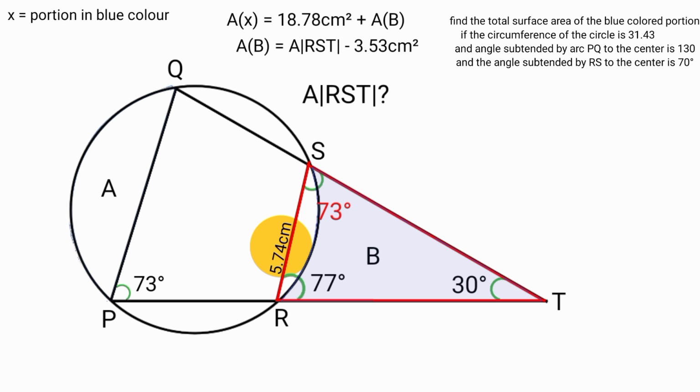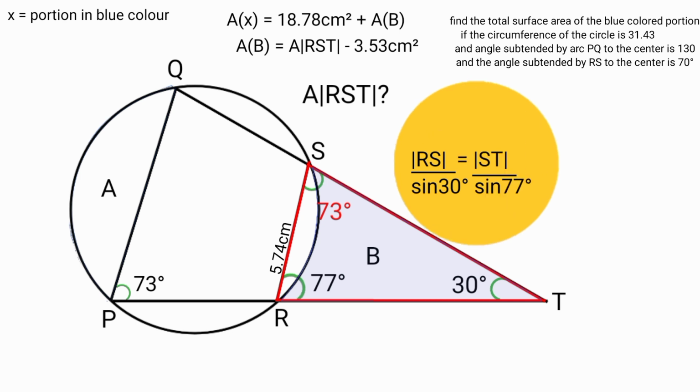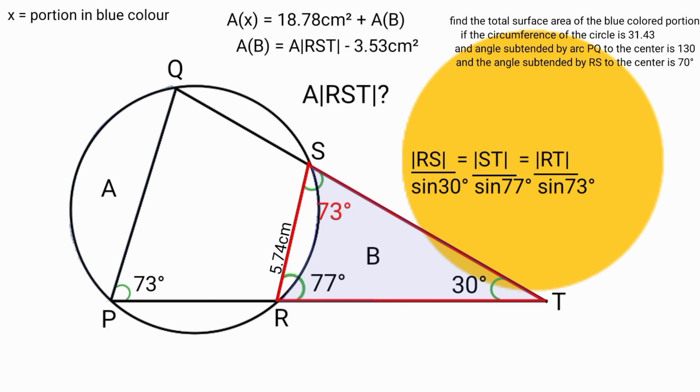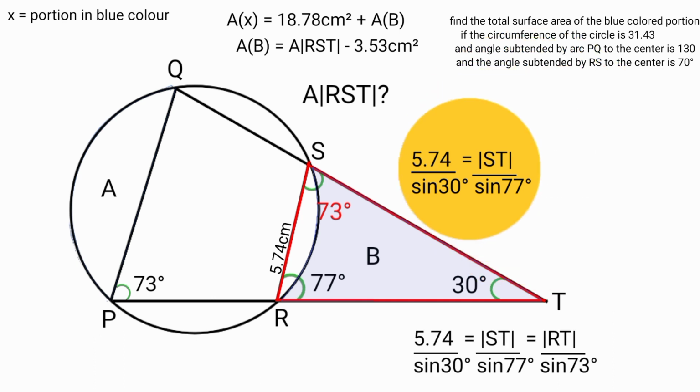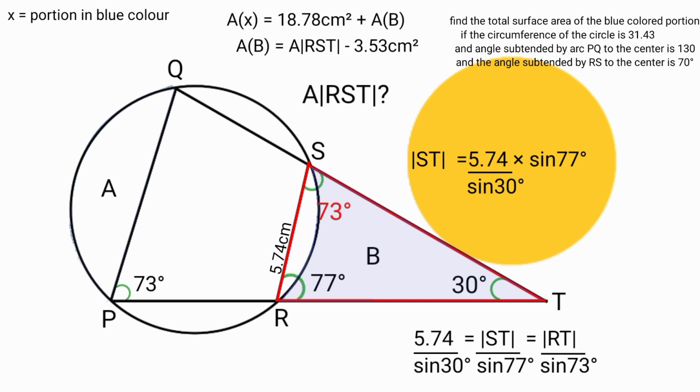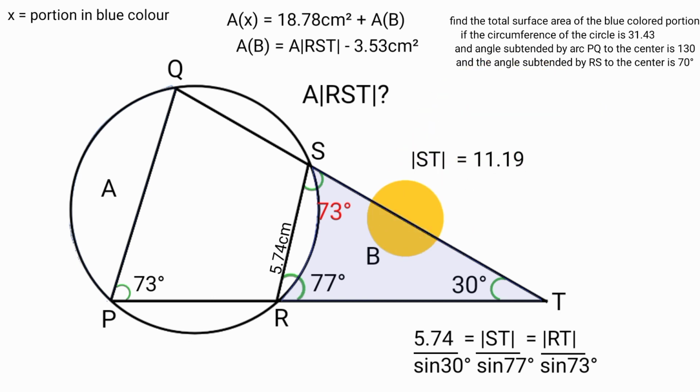So using the sine rule now, line RS over sine 30 degrees equals line ST over sine 77 degrees, which is equal to line RT over sine 73 degrees. RS is 5.74. Taking only this here, 5.74 over sine 30 equals line ST over sine 77 degrees. So making line ST the subject, line ST equals 5.74 over sine 30 degrees, all multiplied by sine 77 degrees, which is 11.19. So line ST now equals 11.19 centimeters.